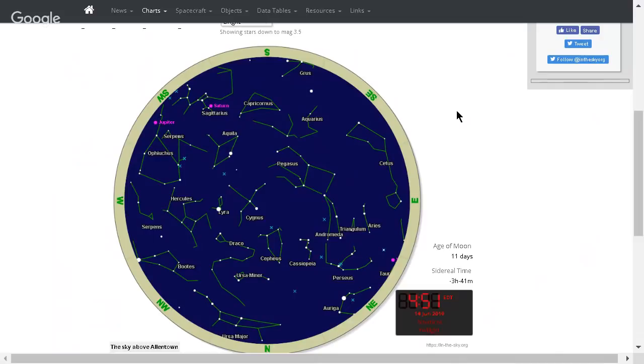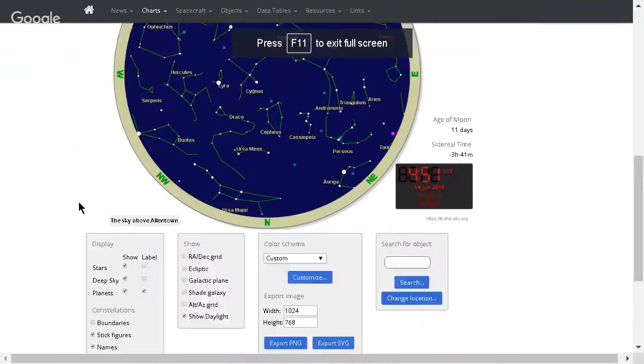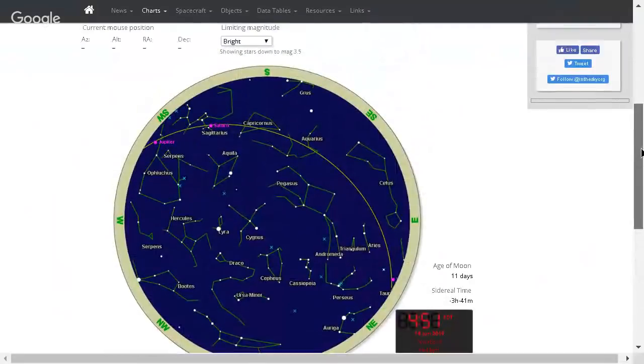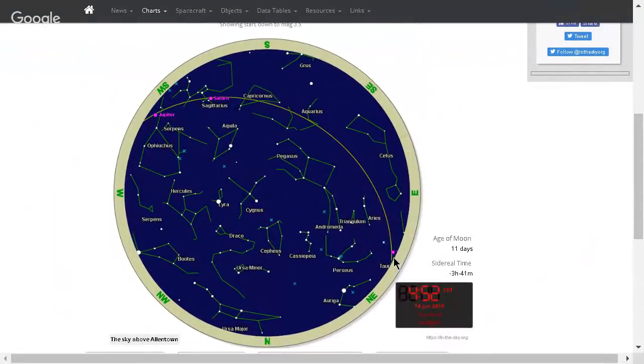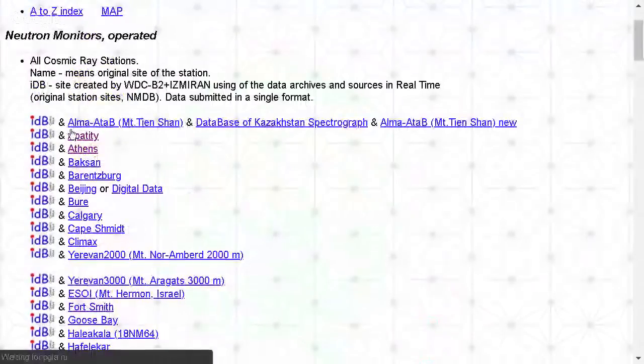If you're interested in what's going on above your head, check out in-the-sky.org. Make yourself a custom star chart. Here's what's going on above my head. Now I like to draw in the ecliptic, the location in the sky where you'll find things like Venus, the moon, the sun, Saturn, Jupiter. Venus just rising. If you have a low horizon, check it out in the morning. It'll look great.